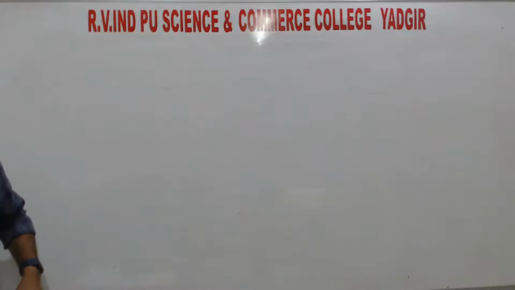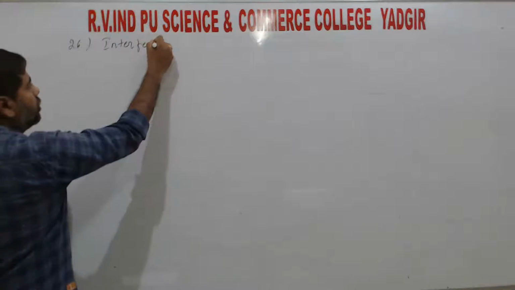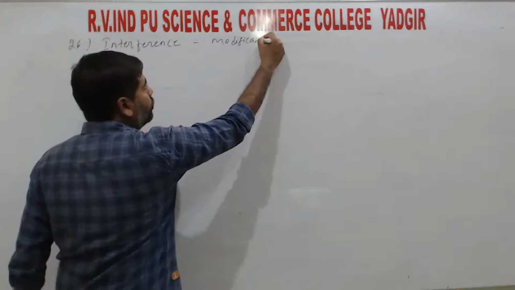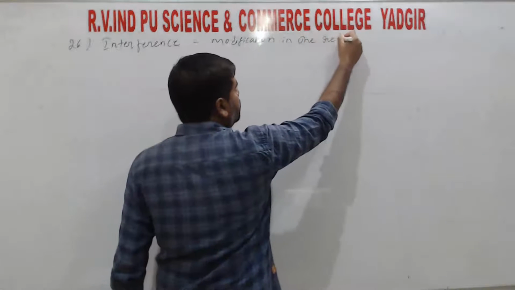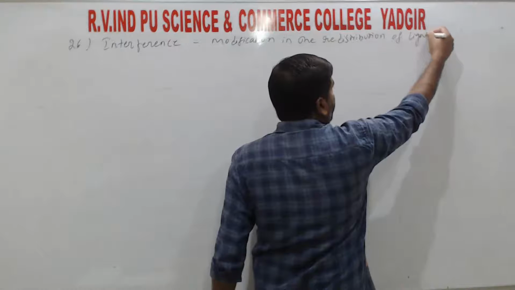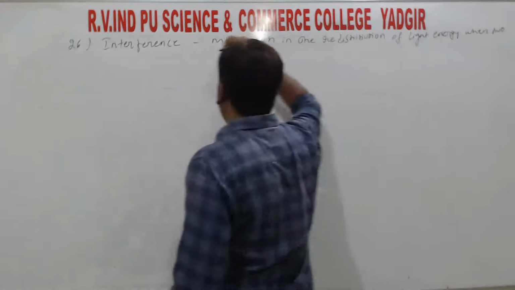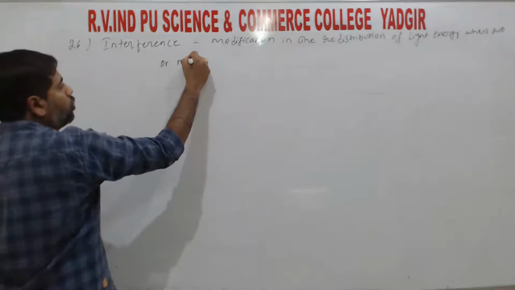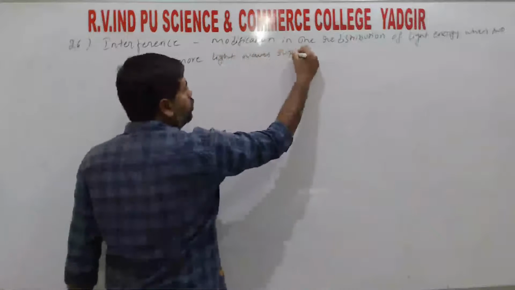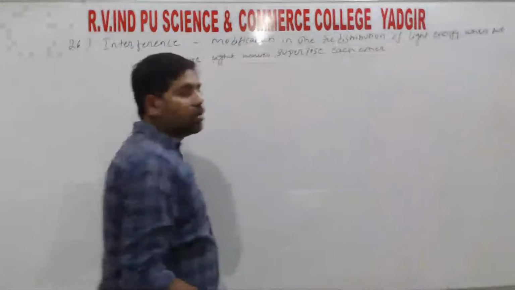So that is question number 26. It is the modification in the distribution of light energy when two or more light waves superpose each other. So this is the definition of interference, right?